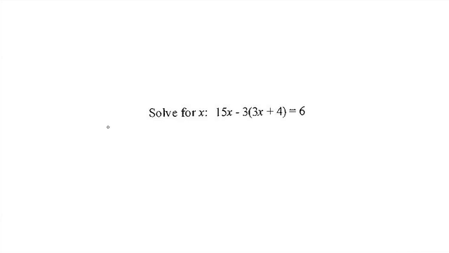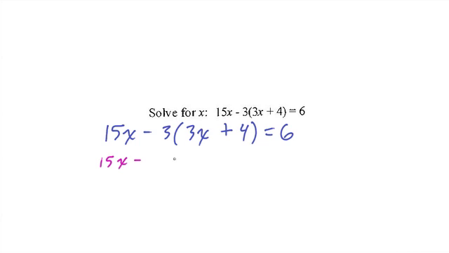It says 15x minus 3 times 3x plus 4 equals 6. So the first thing I'm going to do here is distribute the 3 to every part in here. I'm going to write 15x minus, and now, what's easier to work with here is if we rewrite this beginning equation. Instead of subtracting 3, I'm going to rewrite it as adding a negative 3. And that allows me to keep track of the negative signs.